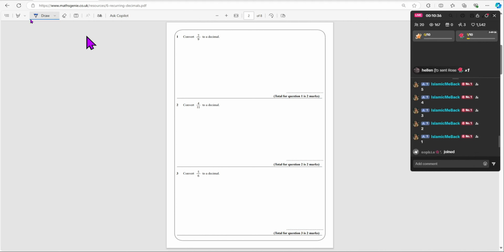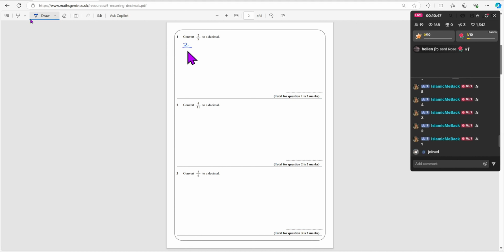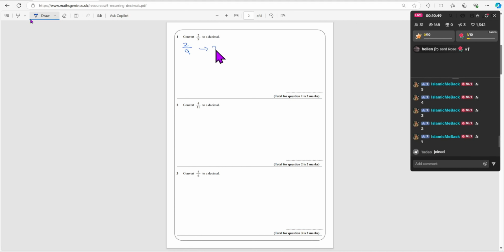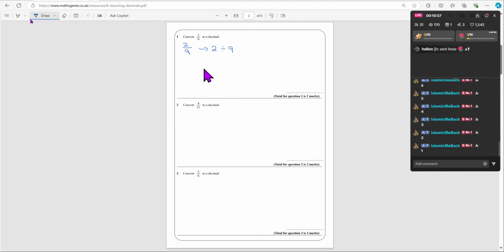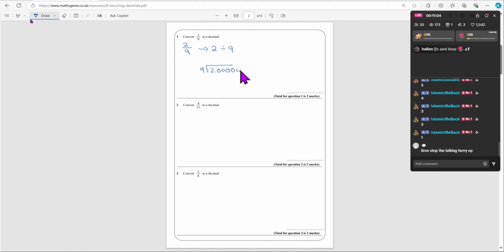So we need to convert 2/9 to a decimal. How do we do this? We know that 2/9 is the same thing as saying 2 divided by 9. So we're going to do 2 divided by 9 and write this as a decimal. It's going to be 9 divided by 2 like this, and we add 0.000 as we know that's going to be a long decimal.